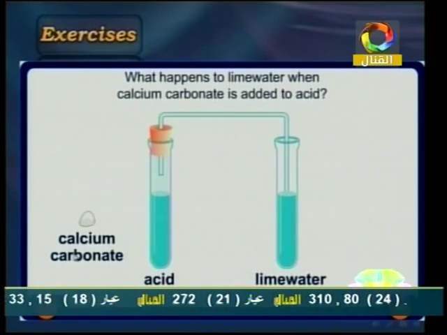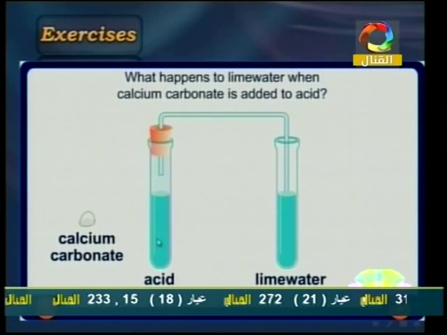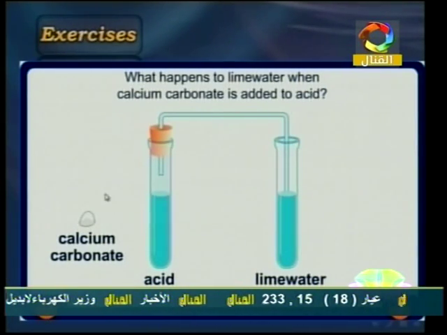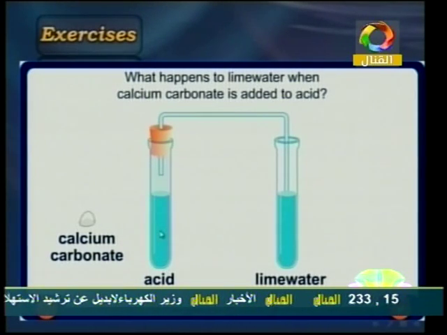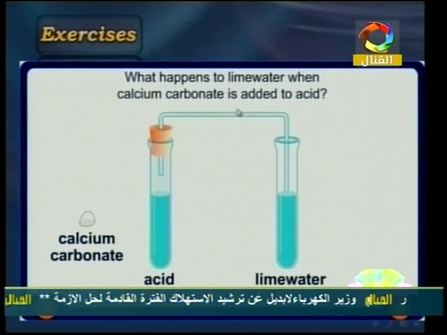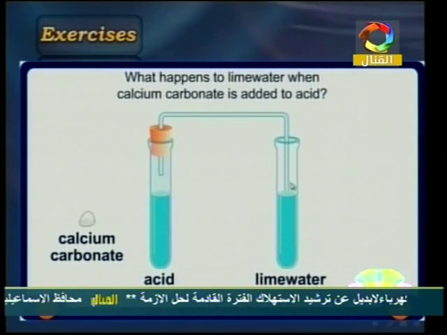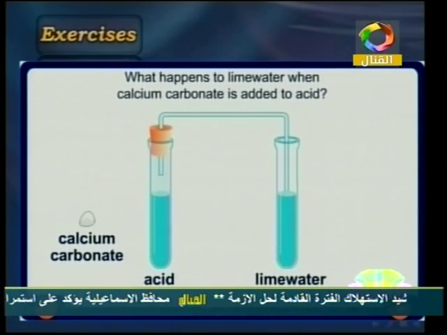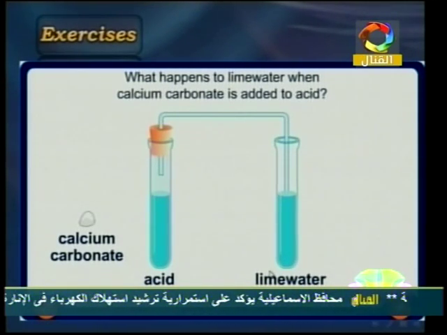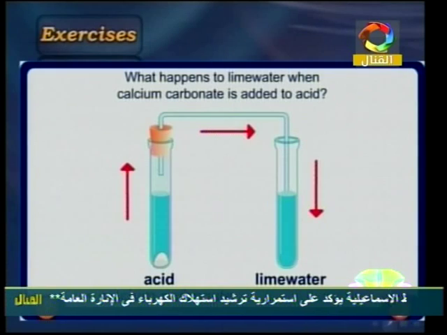Calcium carbonate, like any carbonate, is a type of compound that reacts with acid. So it makes what? It makes a gas that moves through this U-shaped tube to reach what? To reach the lime water. If you see lime water in your question, then we have carbon dioxide. It's a rule. Let's go see.